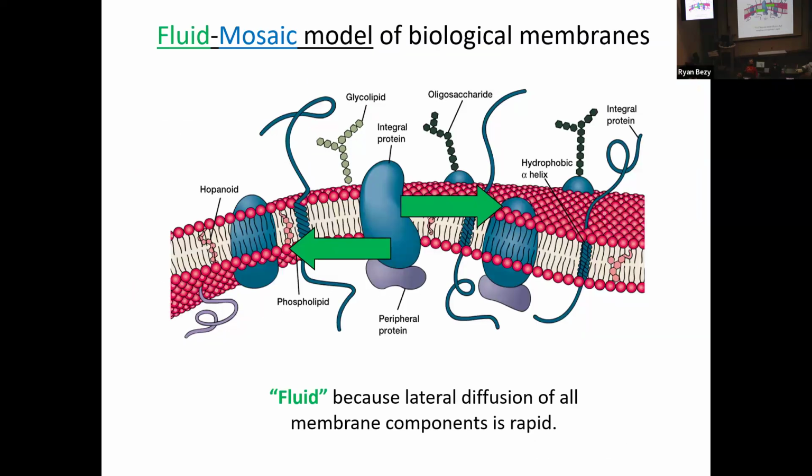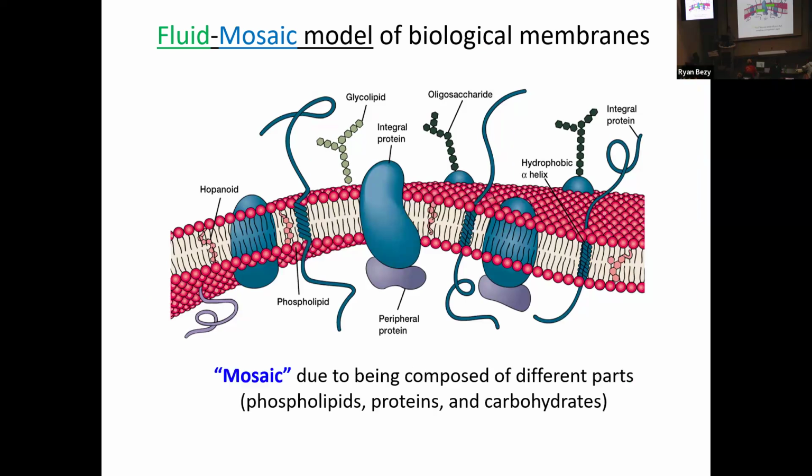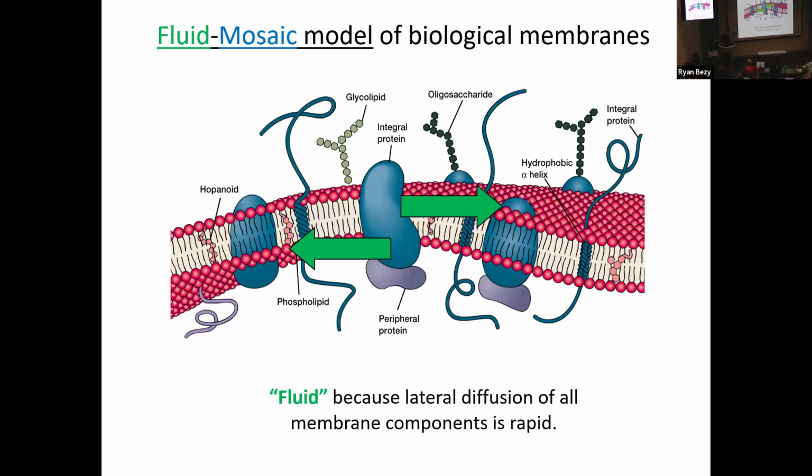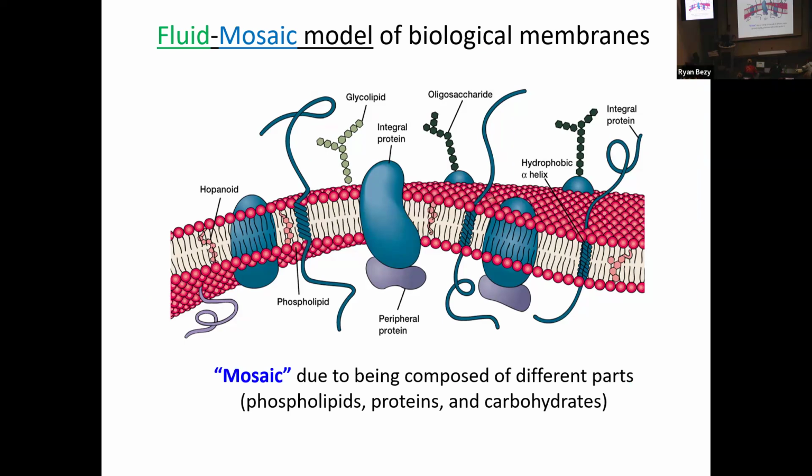All right, again, with that fluid mosaic model, fluidity. Membranes are considered fluid because there's lateral diffusion of all the membrane components, and that means left, right. There is lateral diffusion of the carbohydrate components, the protein components, the phospholipid components. It's a mosaic because it is composed of those different parts: phospholipid parts, protein parts, carbohydrate parts.